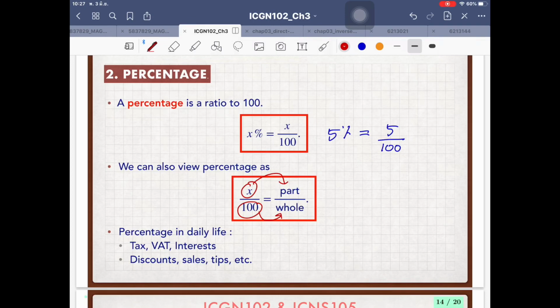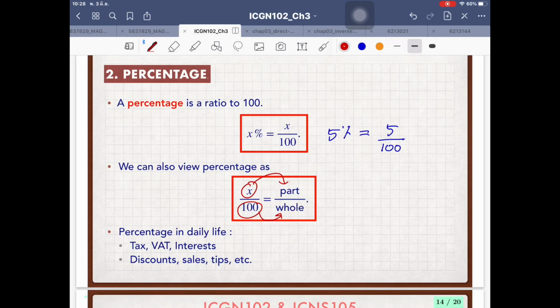And then in the daily life, we can use the concept of percentage when we talk about the tax. When you buy some product or when you buy some goods, you need to pay tax to the government, right? This is about the percentage. Or when you calculate the VAT or the interest that you earn from the bank or the interest that you need to pay from your loan, it's going to be the application of the percentage again.